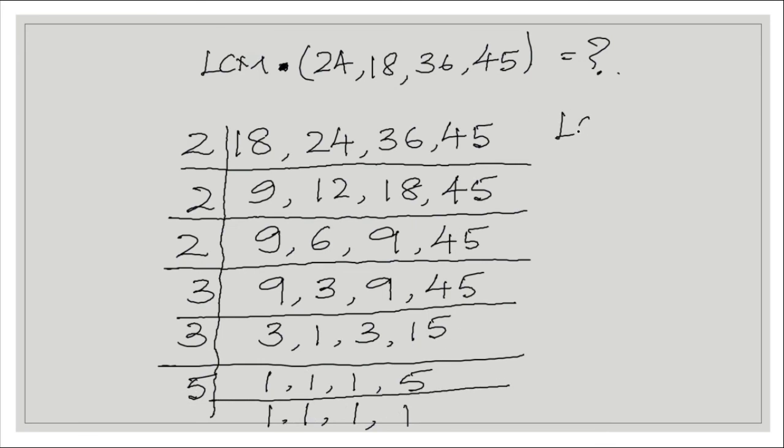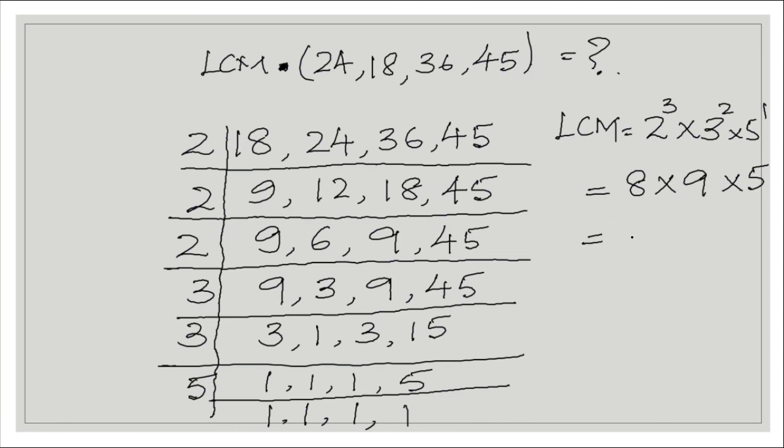So the least common multiple is the product of 2 cube, because 2 is repeated 3 times, into 3 repeated 2 times, into 5 repeated 1 time. This will be 8 multiplied by 9 multiplied by 5. 8 9s are 72, multiplied by 5. This will be 360. So the least common multiple is 360.